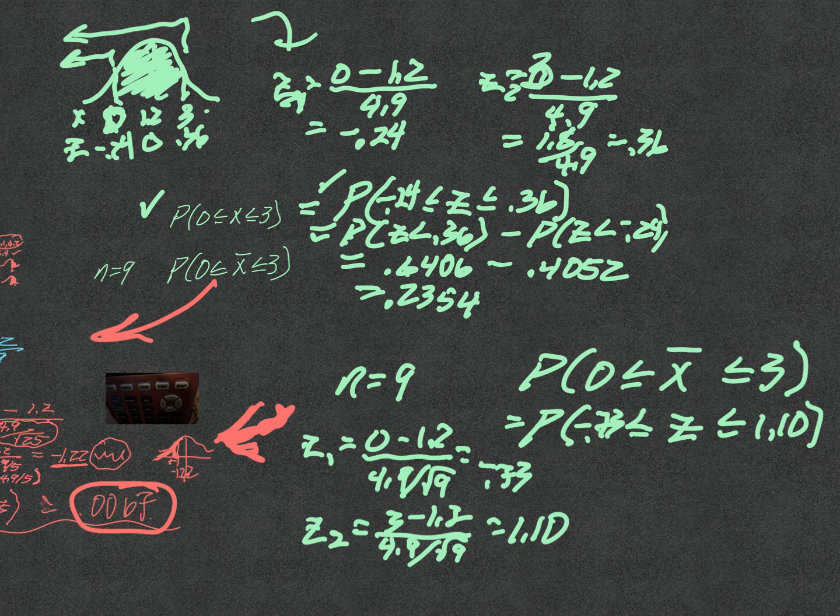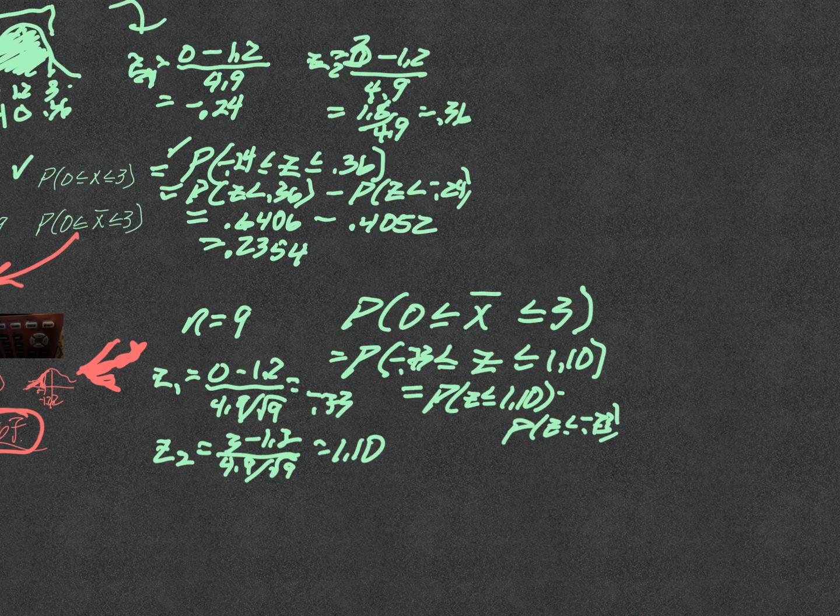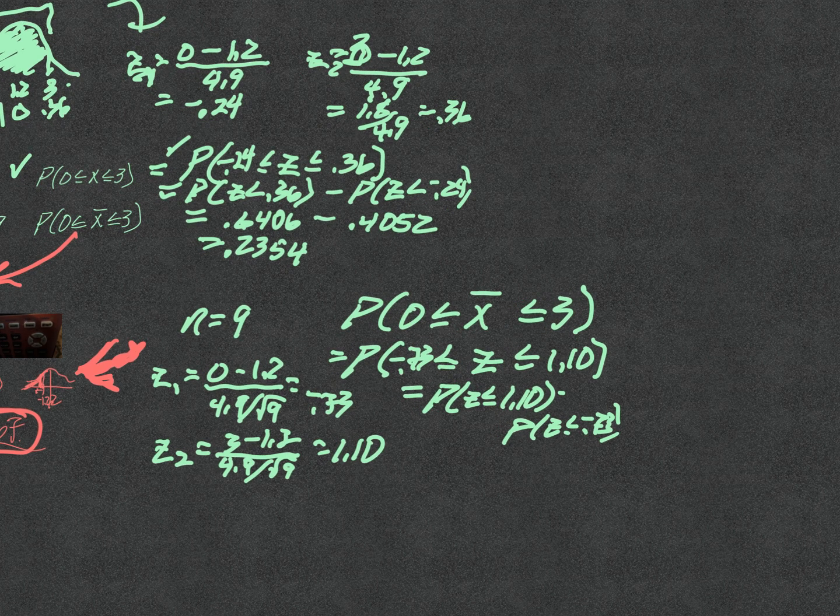Now we can look up those probabilities on the table. Again, we're going to solve this in the same way. We're going to take the probability that z is less than 1.10 minus the probability that z is less than negative 0.73. Why do we do that? We do that because if we look at the picture, here's our mean, 1.2.